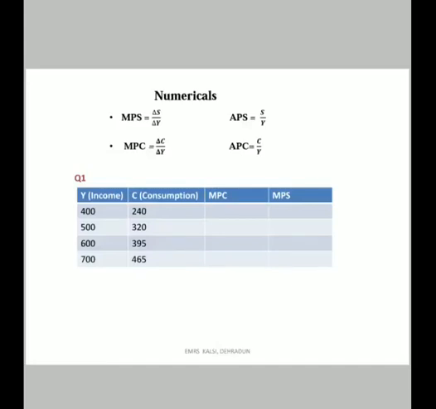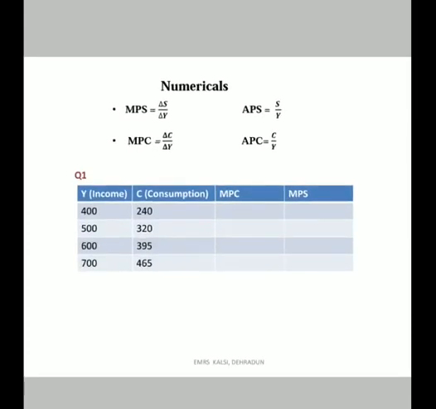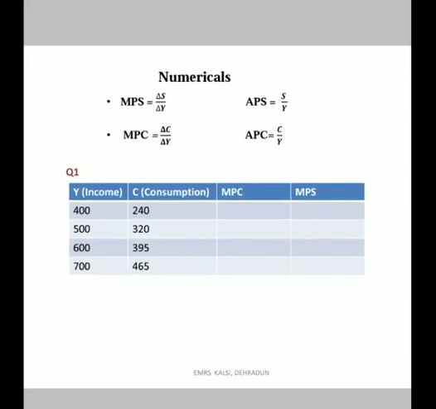Hello everyone. So in today's video we will study the numericals which are based on the consumption function and the savings function. Okay. In the previous videos we learned about the AD and AS approach, I and S approach. So these numericals are very important and might come in your exam for 3 to 4 marks. Okay. So these numericals are based on the APS, MPS, MPC, APC, which we have done earlier.